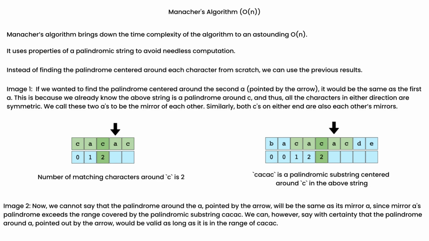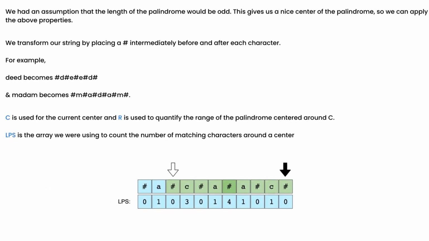As we can see in image 1, C is the center of the palindrome and LPS array values of characters to the right of C can be filled out right away using the inverted mirror formed because of the palindromic nature. In example 2, the palindrome around A pointed by the arrow cannot be assigned LPS array values straight away. Since the mirror A palindrome exceeds the range covered by the palindromic substring CACAC, we transform our string by placing a slash in between the characters so that the palindromic center can easily be obtained using a string of odd length.